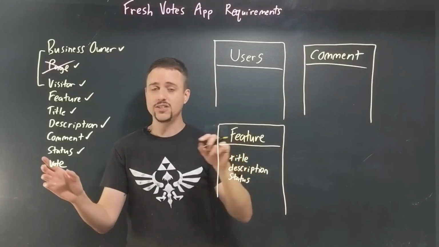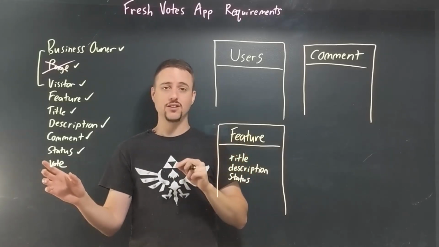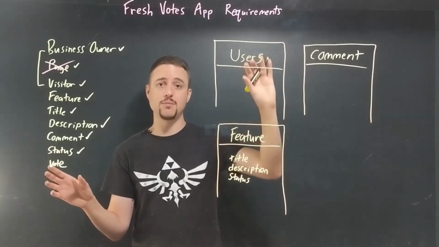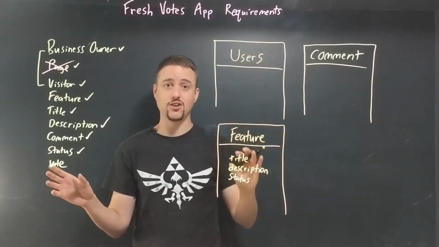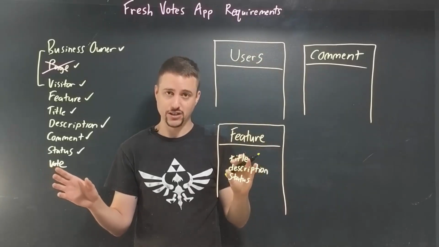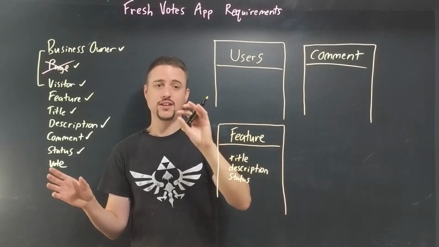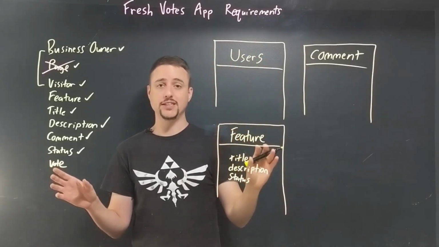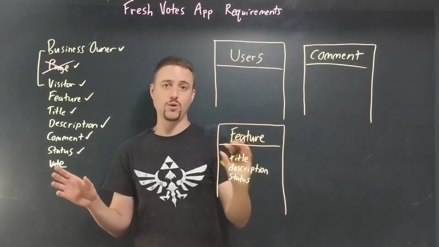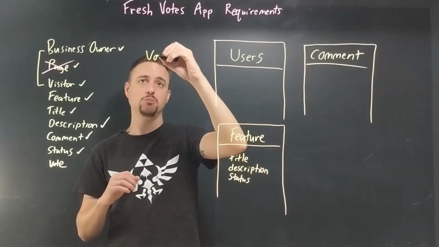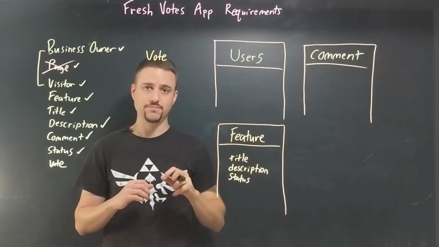So really, vote is kind of unique here because vote really defines a relationship between 2 tables. This is called a many-to-many association here. So a user can have many votes, and many votes can be placed on the feature. So it's a one-to-many and a one-to-many type relationship. So really, vote should also be its own table.